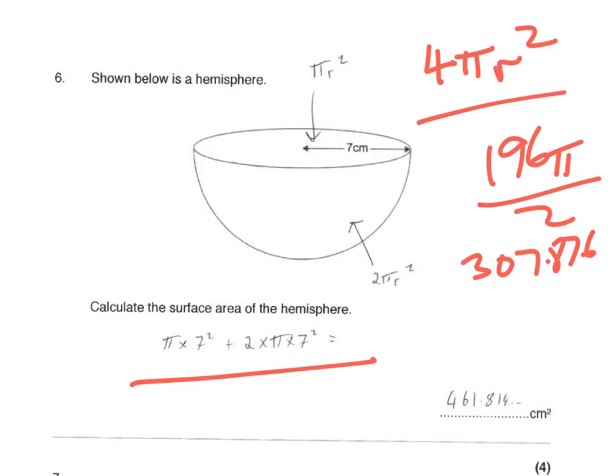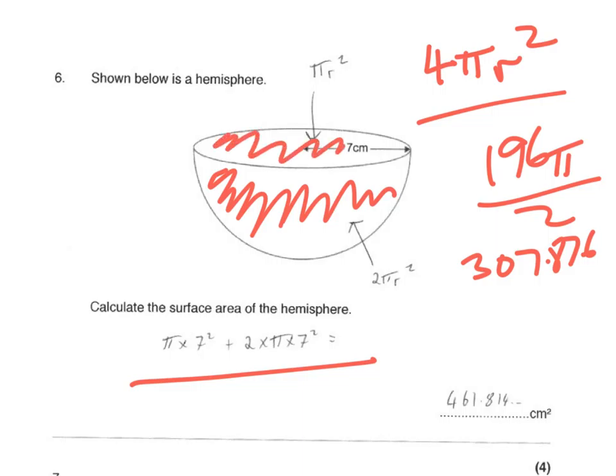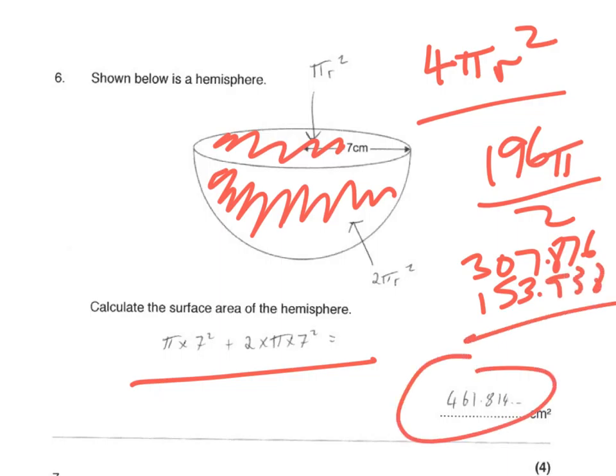I get an answer on my calculator of 307.876. That's the surface area of the sphere all the way around, and we've got to add the area of the circle at the top. So area of the circle is pi r squared, pi, radius is 7 squared. This is an answer of 153.938. Add that together, you should get the answer down there.